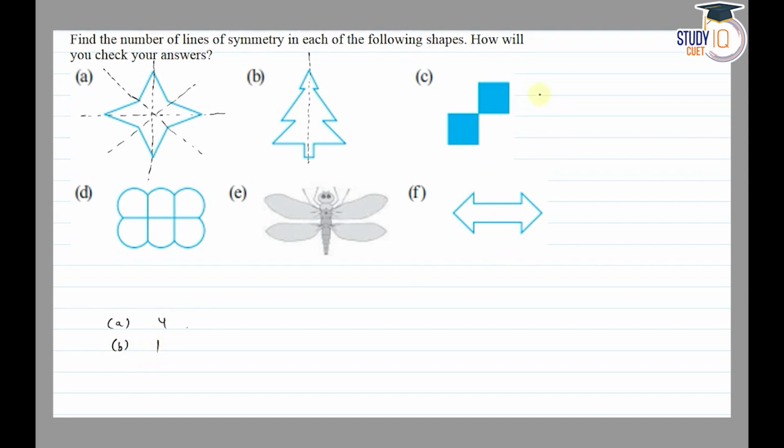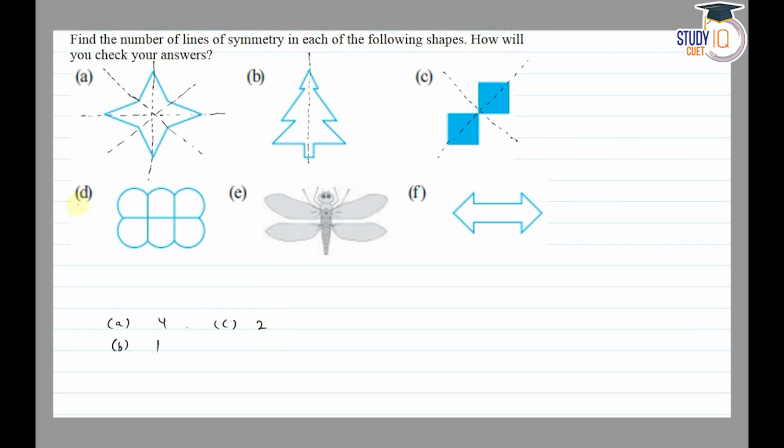In C, this shape is symmetric about this line and this. So part C is symmetric about two lines. So there are two lines of symmetry.